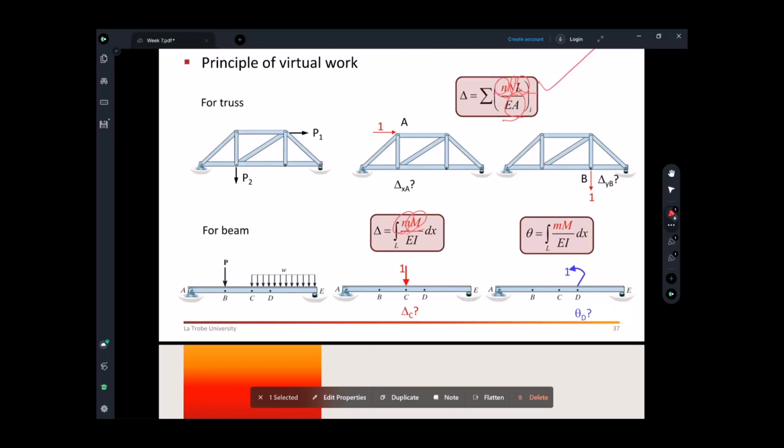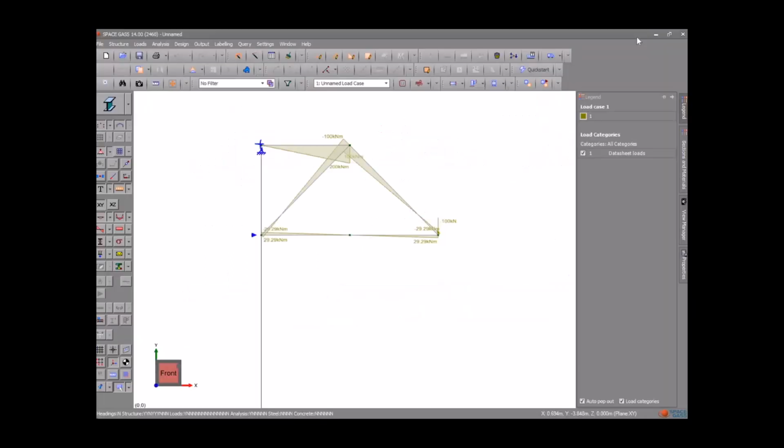And also you can use Excel for the truss systems. You can use the Space Gass software. I will show you the Space Gass software again in the beam environment, as I did not show you anything there. So for the beam, I will show you in Space Gass as well.